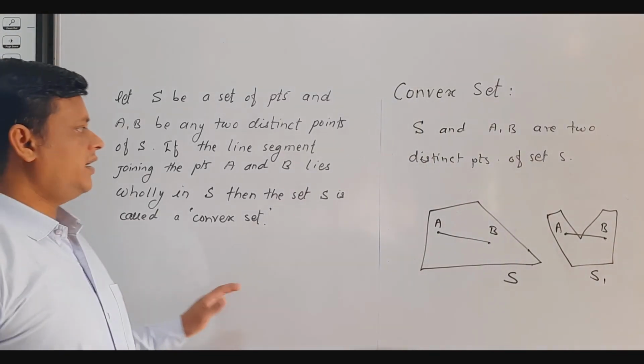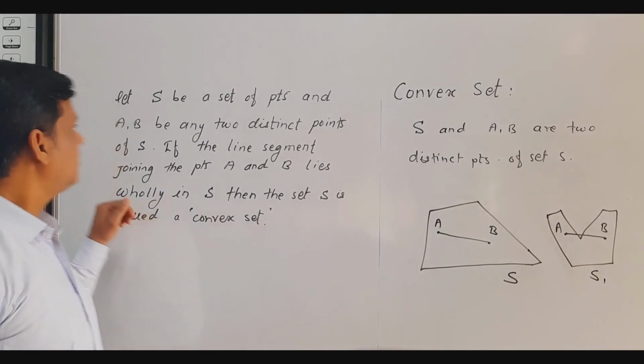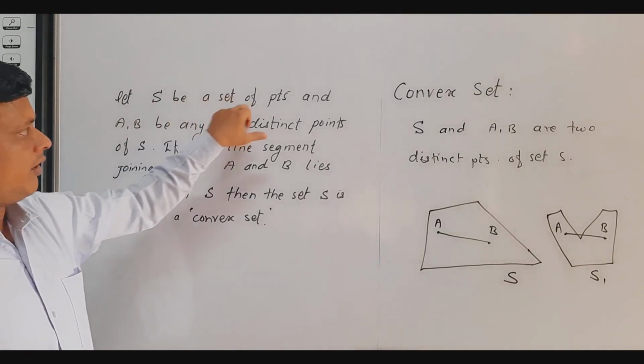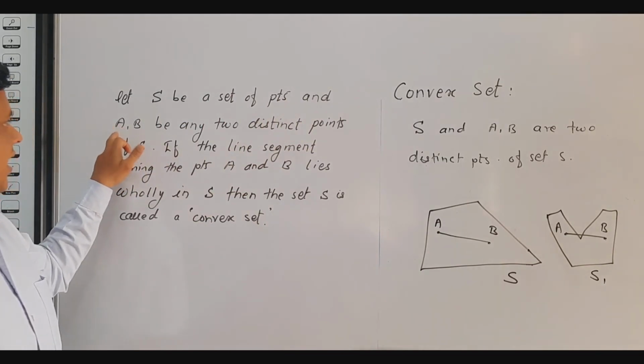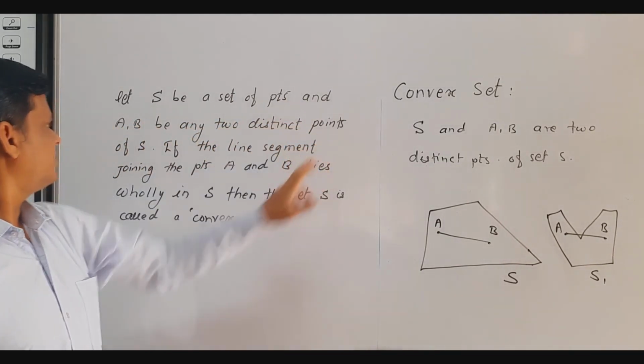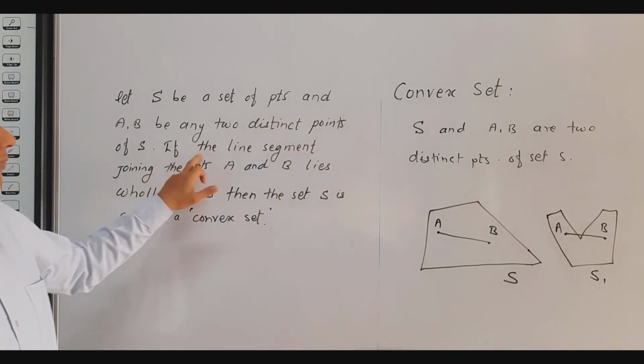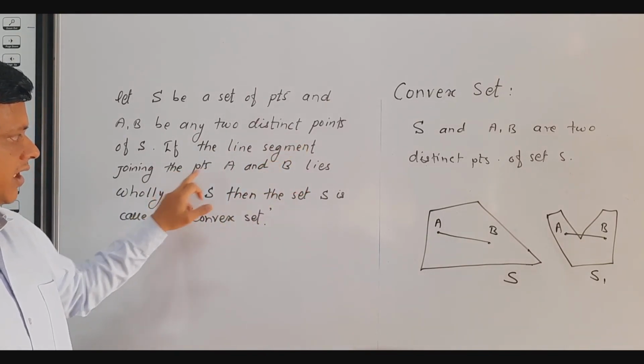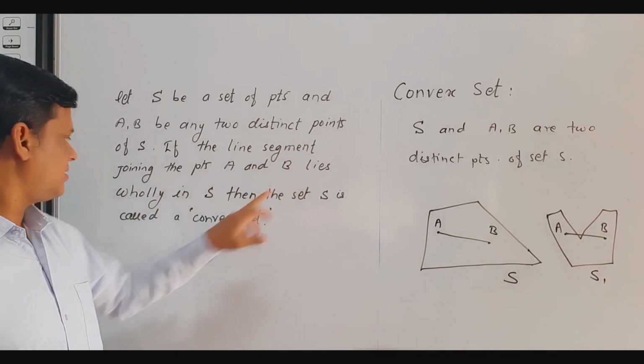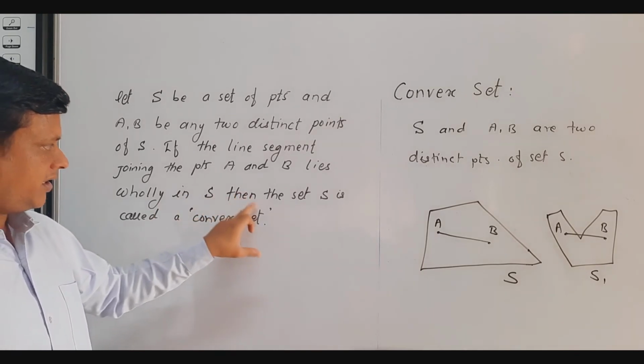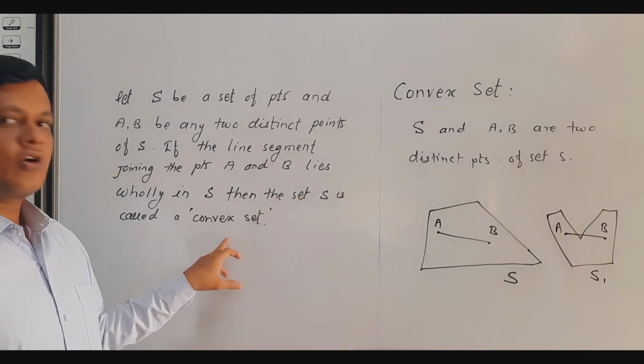So we write the definition of convex set. Let S be a set of points and A, B be any 2 distinct points of S. If the line segment joining the points A and B lies wholly in S, then the set S is called a convex set.